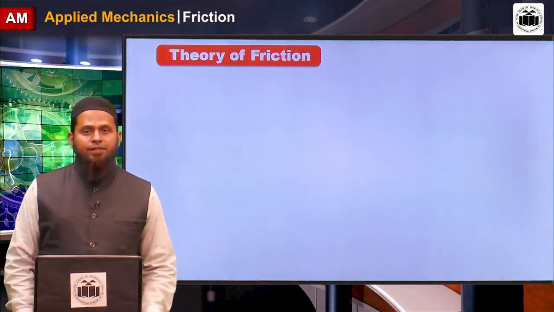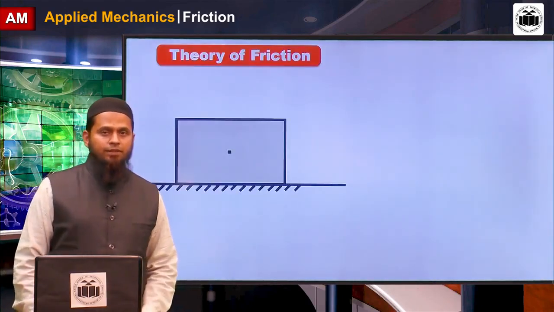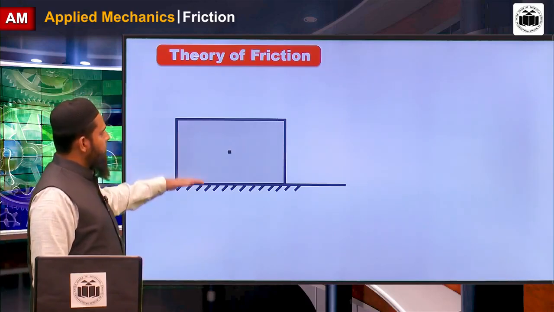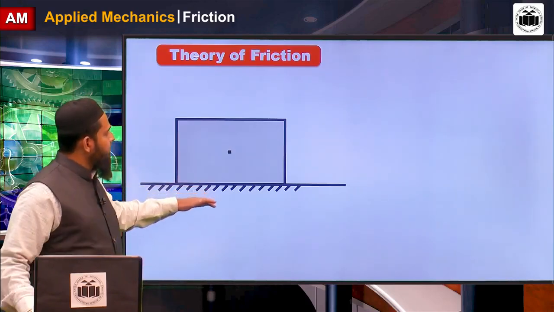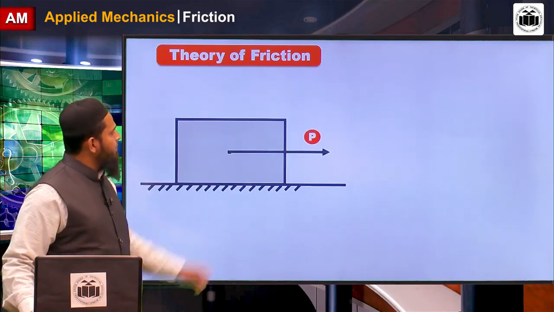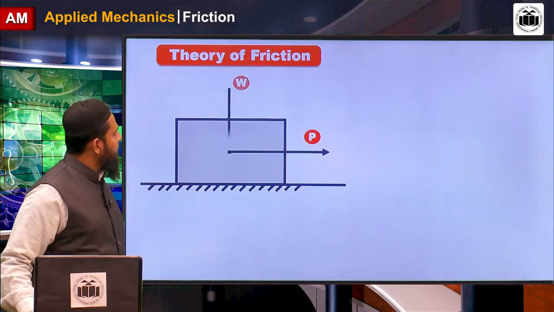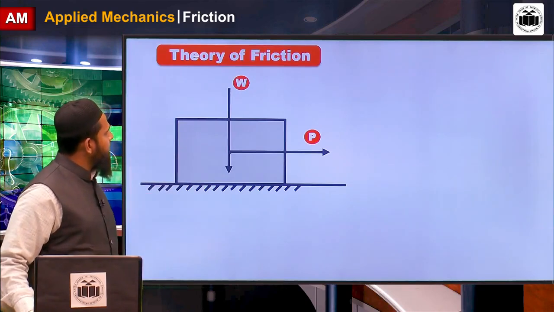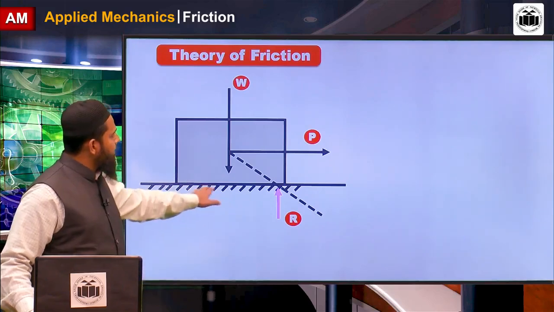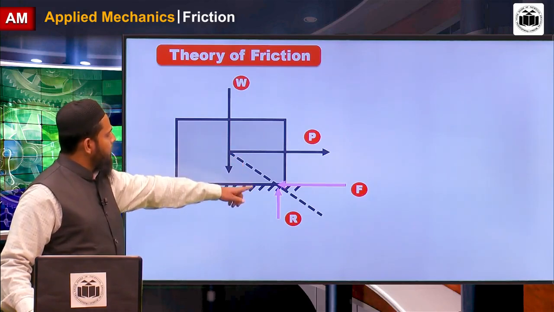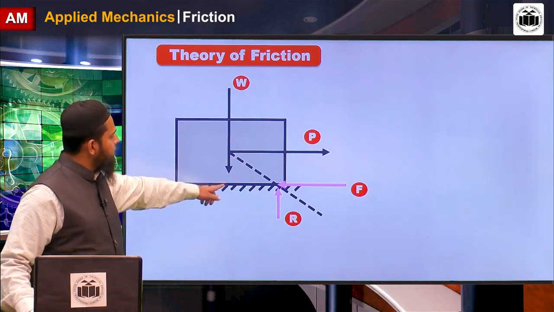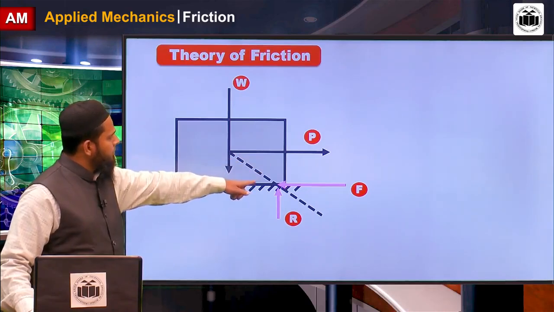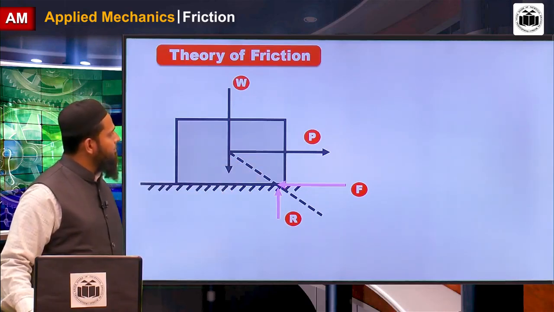Now we will see the theory of friction. For this, take one block, place it on a rough surface and apply the pulling force P. The self weight acts from its CG vertically downward. To balance this self weight, there is the normal reaction, which is perpendicular to the plane. To balance the pulling force, the frictional force, which is tangential to the surface but opposes the motion, comes into the picture.